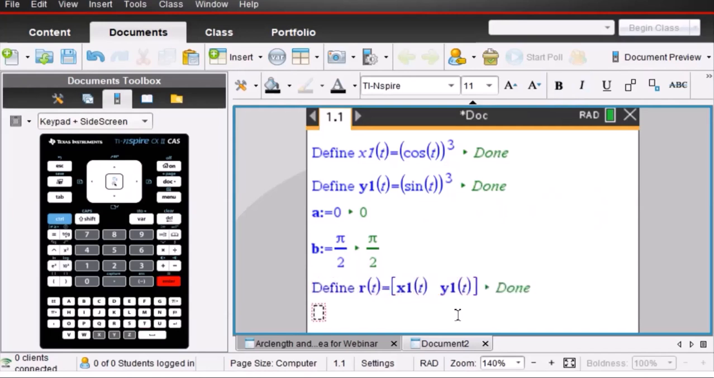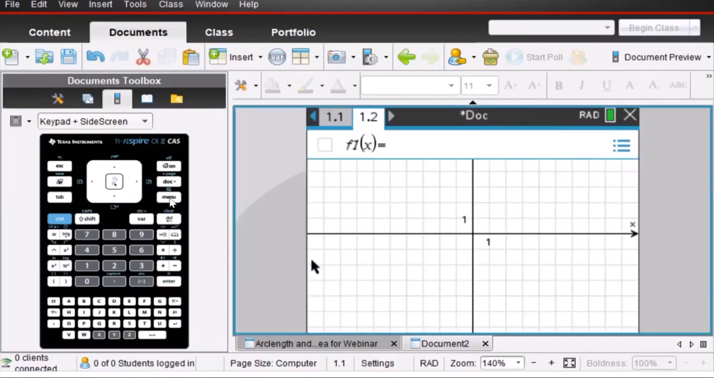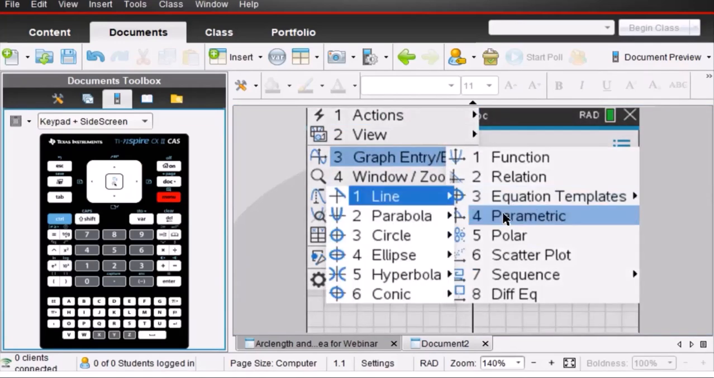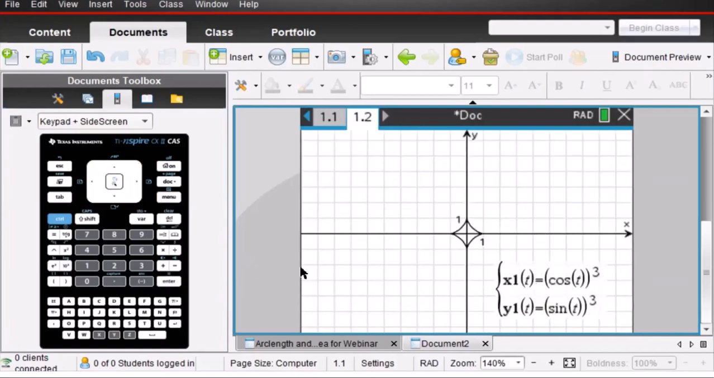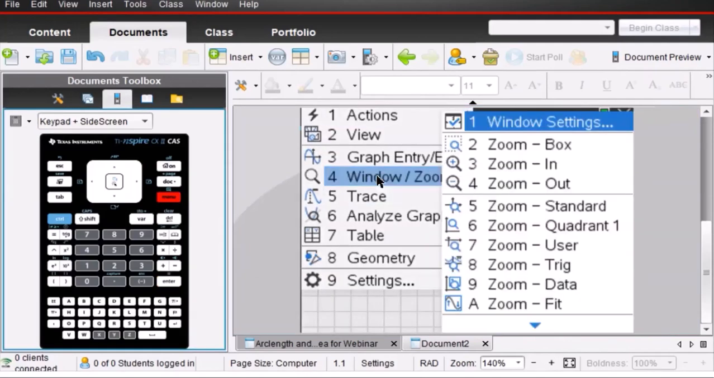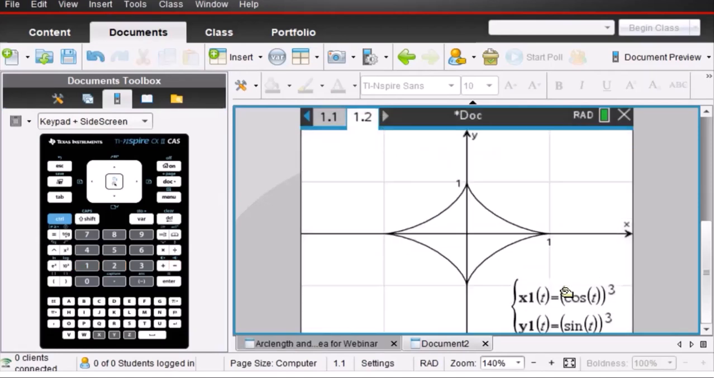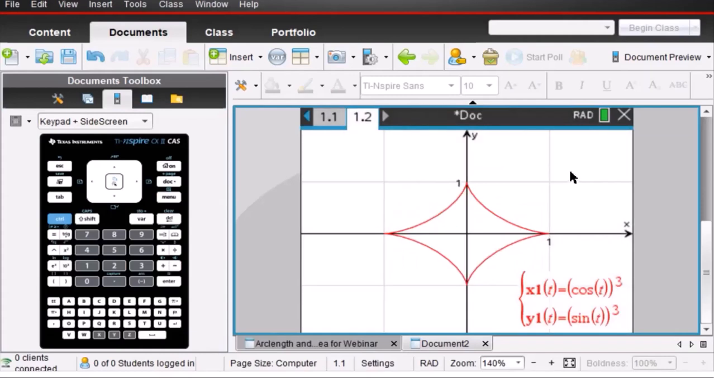Now, the reason I've called them x1 of t and y1 of t is because we can go into my graphs page and go to menu and go to graph entry edit, parametric, and my x1 and y1 are already there. Of course, it's not an appropriate viewing window, so let's go to a nice window to see what this curve looks like. We'll say -2 to 2, 1, -2 to 2, and 1. Let's change the color, make it look a bit prettier. Call it red. So that's our curve, a nice curve there, called an asteroid.